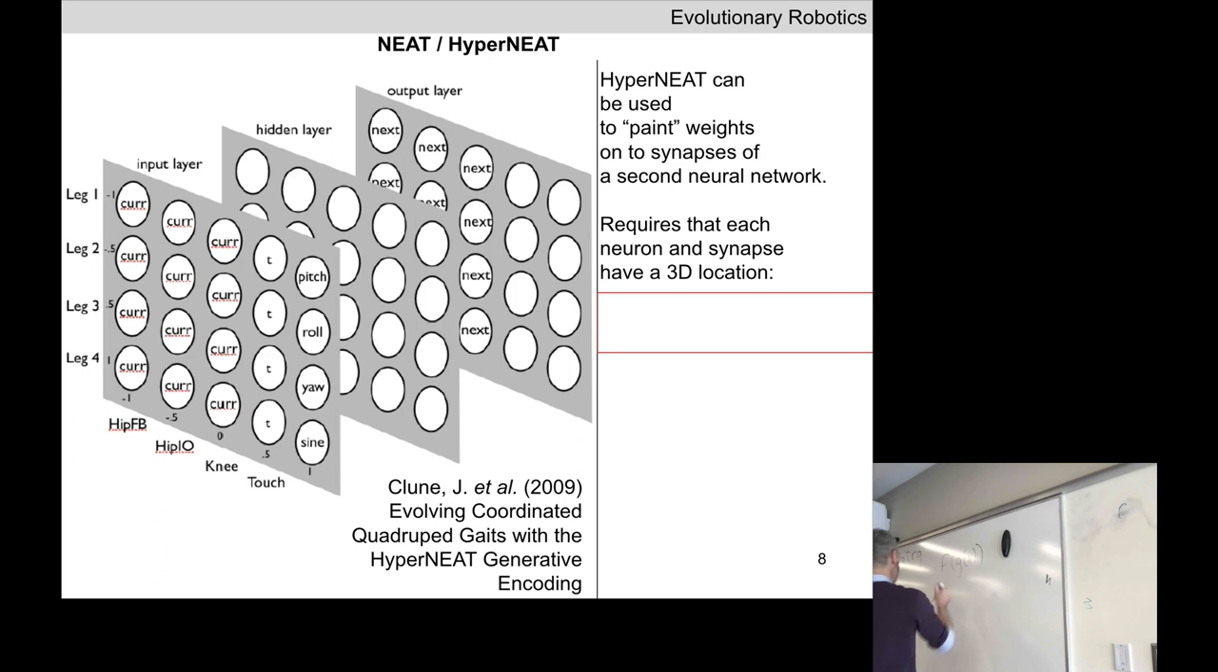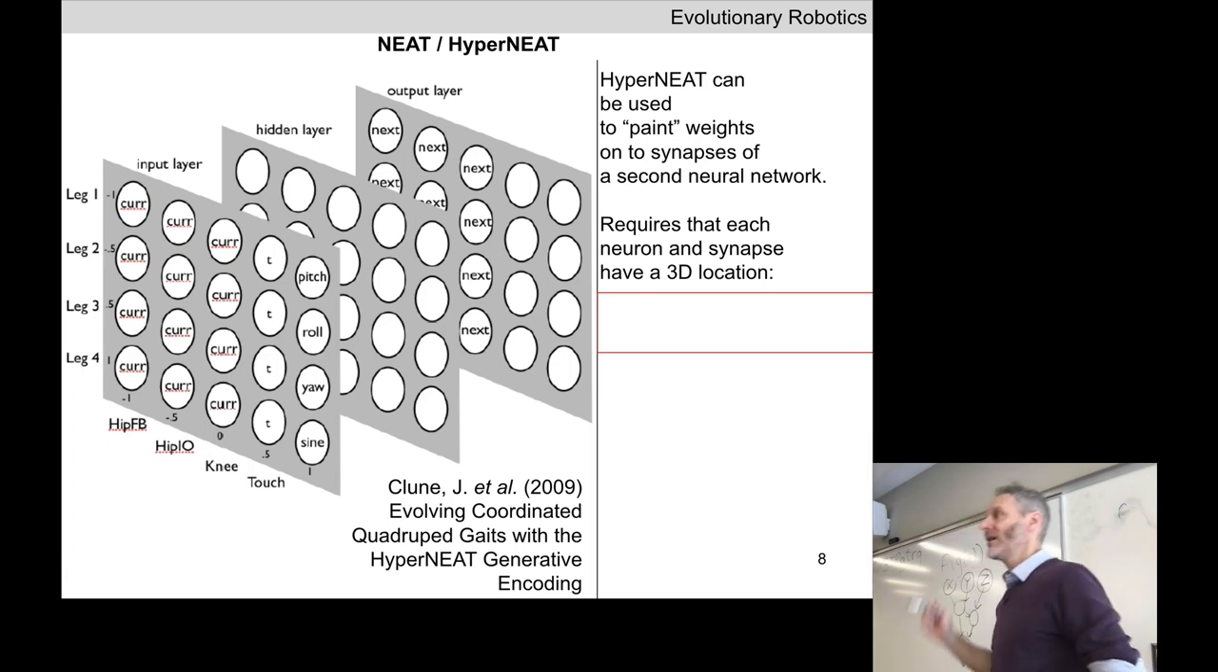So let's draw this CPPN. It's in three-dimensional space, so we need X, Y, Z, and this feeds into whatever our CPPN looks like. Who knows what it looks like? And the value arriving at the single output neuron is the weight. Whatever floating point value arrives here when we plug in the X, Y, and Z coordinate of, for example, the synapse that connects the pitch sensor neuron to this hidden neuron, the value that comes out, that's the weight of this synapse.